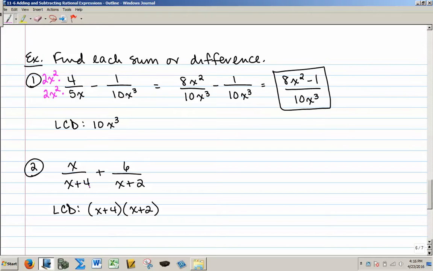So my first fraction already has the x plus 4, but it needs the x plus 2. So I'll multiply that on top and bottom. Now my second fraction already has the x plus 2, but it needs the x plus 4. So I'll multiply that on top and bottom.